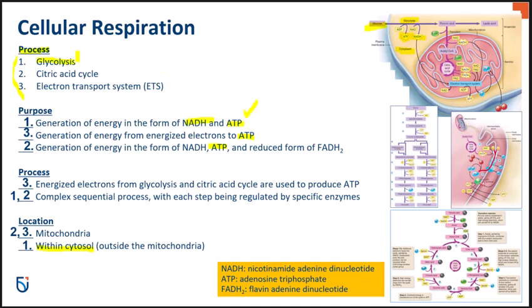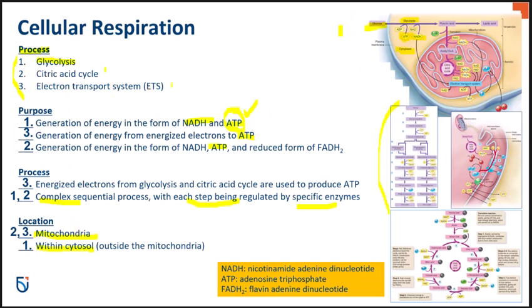What I need you to know is that glycolysis is a very complex sequential, step-by-step process that's regulated by many different enzymes. You don't need to know it all, but it's summarized here for you to see the complexity of it. Glycolysis produces very little ATP compared to the other processes, because the citric acid cycle and the electron transport system occur within the mitochondria. You would remember that the mitochondria is the power plant of the cell where most energy is produced.